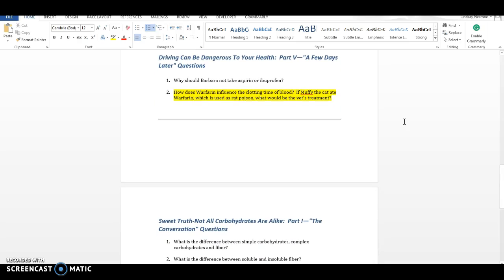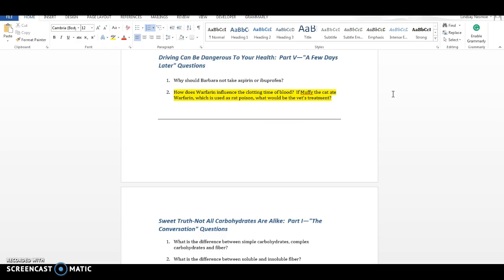Okay, part 5. We're talking about Muffy the cat, and I'm sure you're thinking, why am I talking about a cat? This is human anatomy and human physiology. What we're really looking for here is what is the mechanism of action for warfarin, right? What does warfarin do to blood? And that could be in humans or animals. And then what is it about rat poison that affects the blood in Muffy?